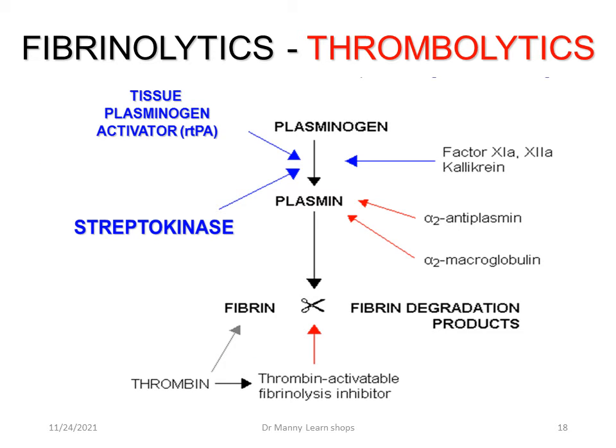Now when we look at fibrinolytics, they can also be called thrombolytics, but they're not really. A thrombosis can be a red thrombosis or it can be a white thrombosis. A white thrombosis is fibrin. A red thrombosis is developing. So when we look at fibrinolytics, we have got tissue plasminogen activator, rtPA or streptokinase, and they act in relation to plasminogen being converted to plasmin. And therefore, as a consequence of that, they interfere with the development of fibrin or they break down fibrin.